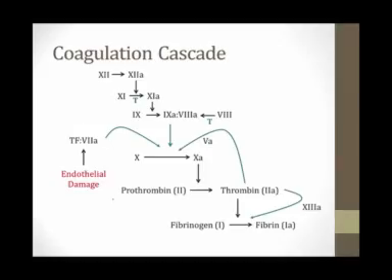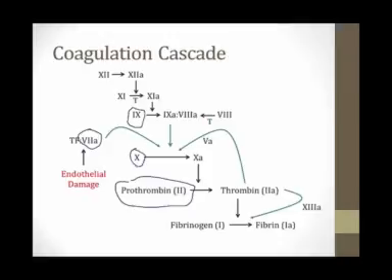If we go back to our map of the coagulation cascade, the vitamin K dependent factors are factor 2, factor 7, factor 9, and factor 10. And you can see that these are involved in both the intrinsic pathway and also the extrinsic pathway. However, it turns out that factor 7 has the shortest half-life of all of these factors.